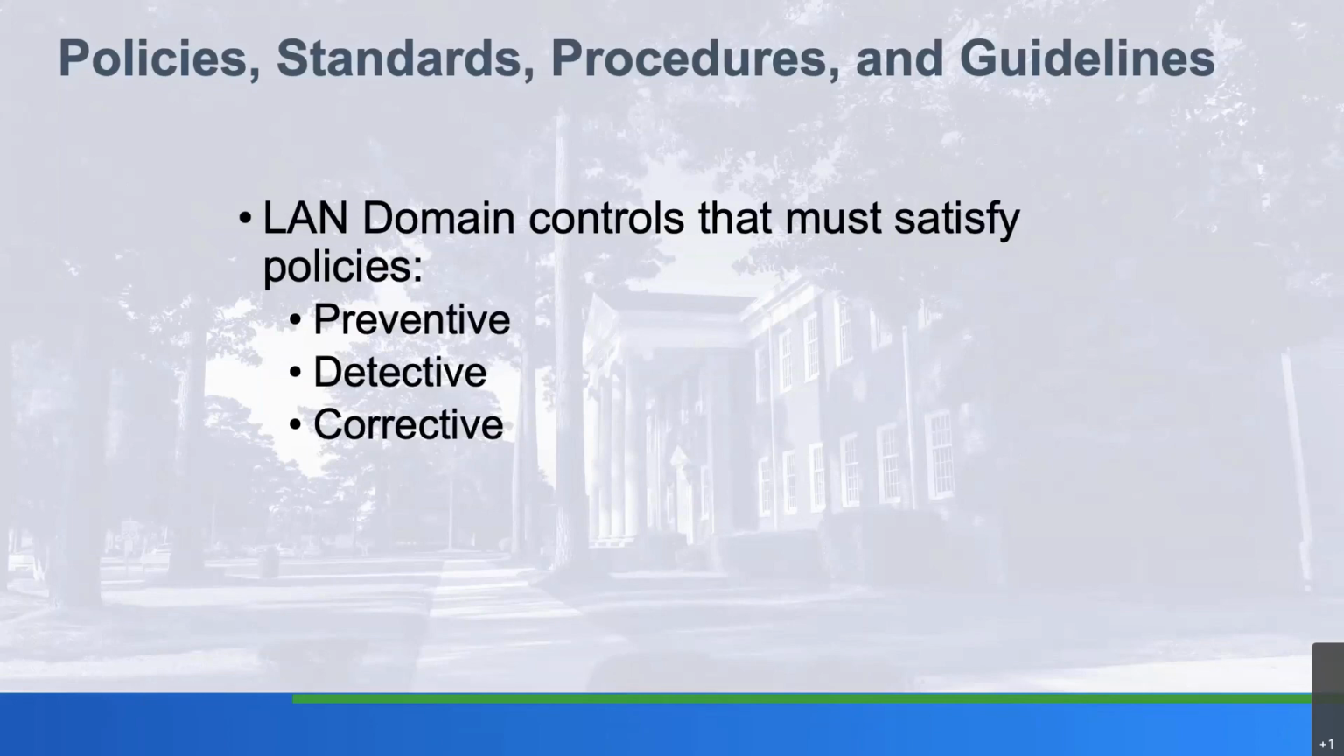Corrective controls, examples for the LAN domain, would be operating system patching and application patching on our systems. That's going to correct holes, or maybe after an attack we say, oh, we should have had this patch on there. We're going to put a patch on there. Okay.